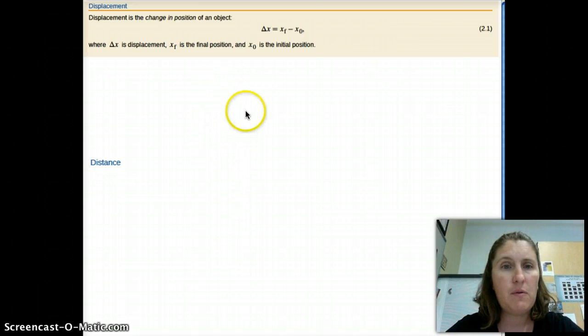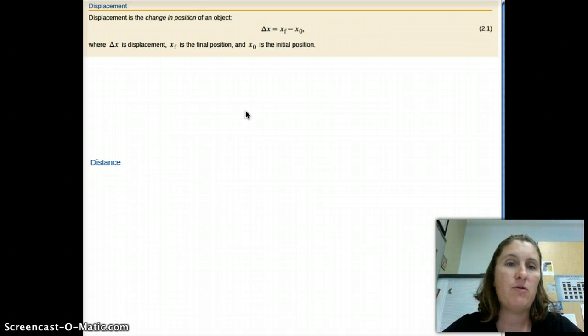So one of the first things we want to talk about today is the difference between displacement and distance. Okay, write this down. Displacement is a vector, which means it has both size and direction, and it's defined as a measurement from where you start to where you finish in a straight line.